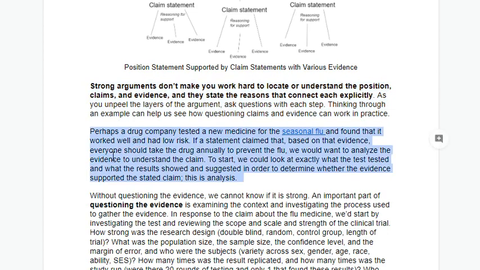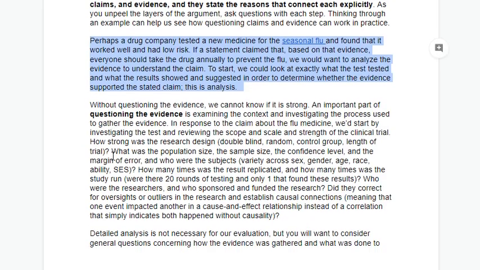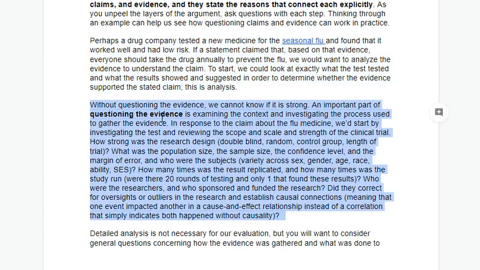Perhaps a drug company tested a new medicine for the seasonal flu and found that it worked well and had low risk. If a statement claimed that, based on that evidence, everybody should take the drug annually to prevent the flu, we would want to analyze the evidence to understand the claim. To start, we can look at exactly what the test tested and what the results showed and suggested in order to determine whether the evidence supported the stated claim. This is analysis. Without questioning the evidence, we cannot know if it is strong.